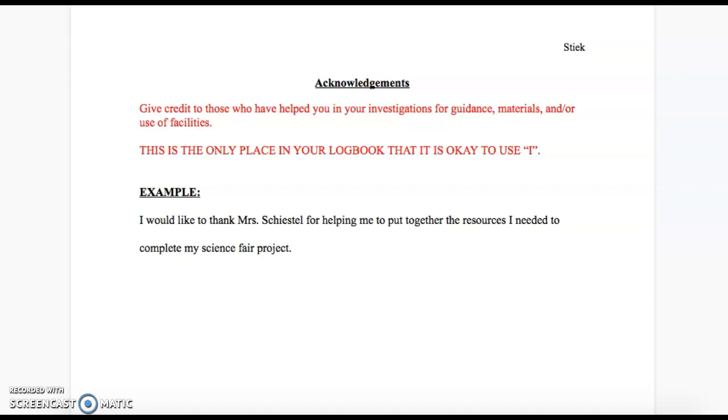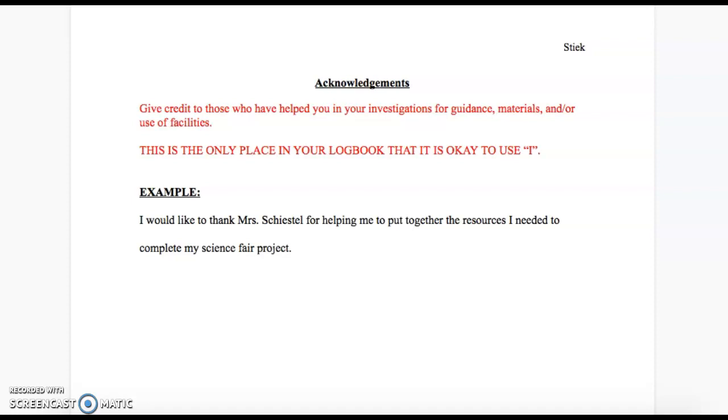And every thank you that you give, every acknowledgement that you put down on this sheet should be specific. It should be about one or two specific things that this person did to help you. Now, it's okay if you only have one person to thank. It's okay if you have 5 people to thank. What I do not want to see is an acknowledgements page that is blank.